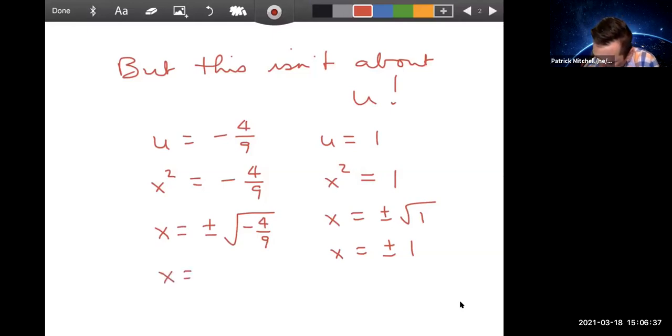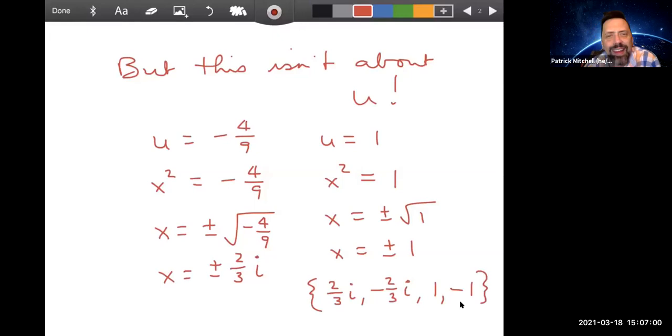Okay, and in fact, this equation does have 2 non-real solutions, plus or minus 2/3 i. So there are a total of 4 solutions of this equation: 2/3 i, negative 2/3 i, 1, and negative 1. See, that's not too bad.